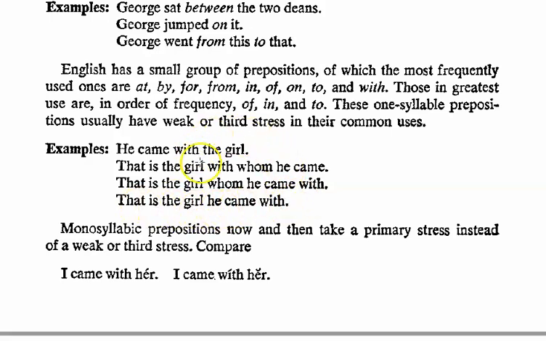Now we have the same preposition used in different environments. We have stress patterns here, weak, strong, etc. You can read this for yourselves later. Now, a monosyllabic preposition is the one that has primary stress, like with. With. This is a monosyllabic preposition.